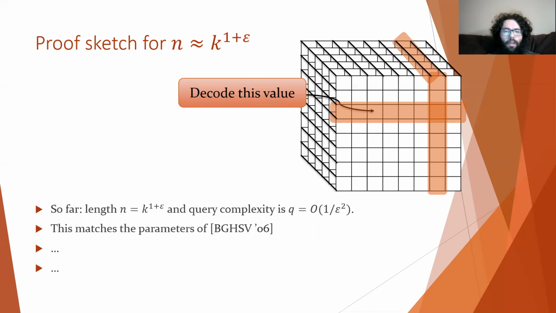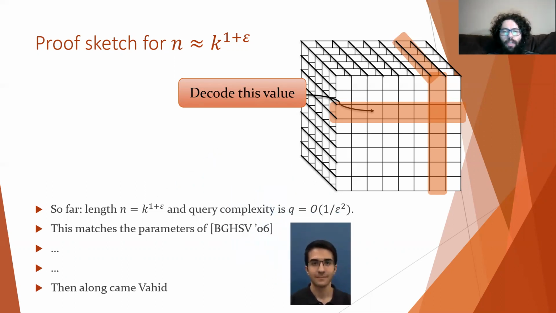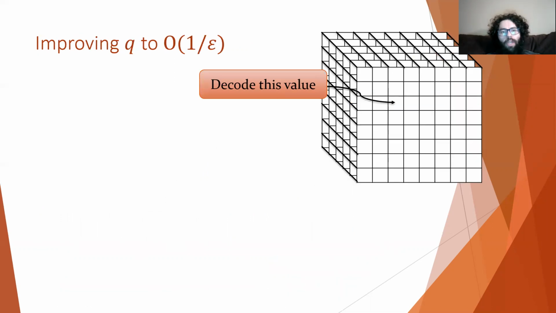Okay, then here's what happened. Then came this guy Vahid. And he said, yeah, it's all nice, but we can slightly improve it. And what I'm going to show next is how to improve the query complexity to only 1 over epsilon and not 1 over epsilon squared.